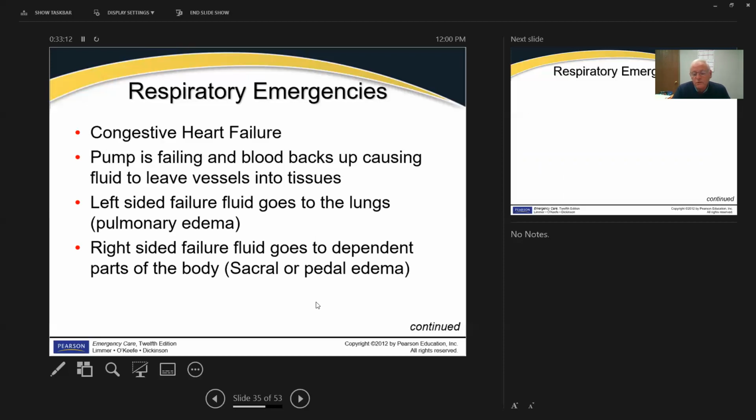If there's somebody that's bedridden, their closest point to gravity would be their bottom, right? And so they have sacral edema. They'd have a lot of swelling down by their sacral bones and in their butt. So with congestive heart failure, when it leaks into the lungs, pulmonary edema, they're going to have difficulty breathing.